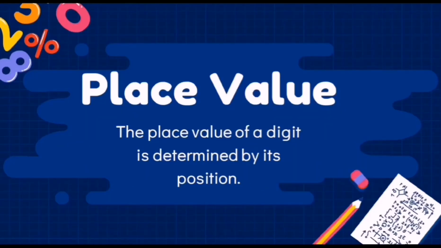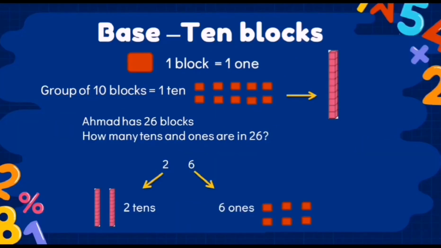What is a place value? The place value of a digit is determined by its position. For better understanding of place value, let's have an example of base 10 blocks. Base 10 blocks means that we group numbers in tens.